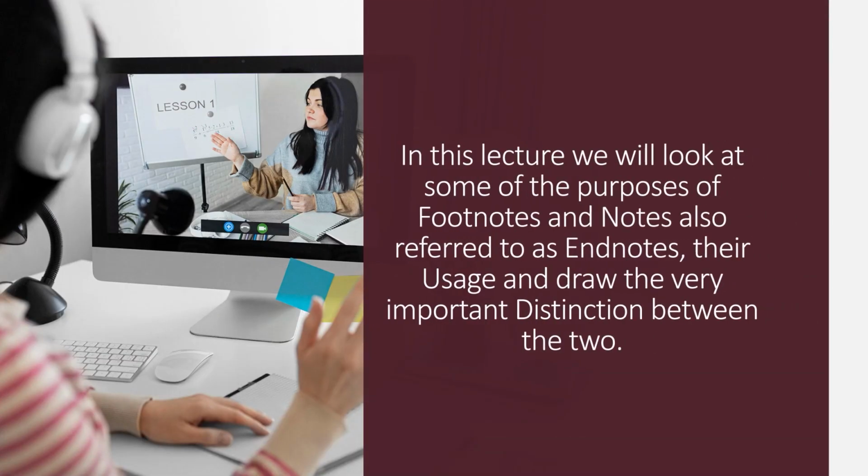of footnotes and references. In this lecture, we will look at some of the purposes of footnotes and notes, also referred to as endnotes, their usage, and then draw the very important distinction between notes and footnotes. To proceed with an understanding of the two and why at all they are needed in a piece of scholarly writing, let us first look at and define what academic writing is, distinguish it from non-academic writing, and why the requirement of notes and footnotes arise in it.